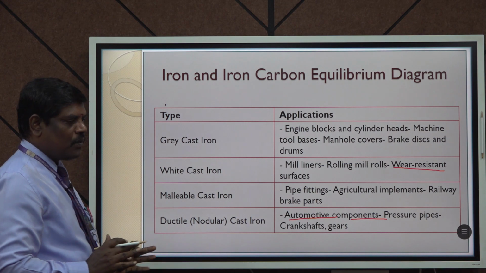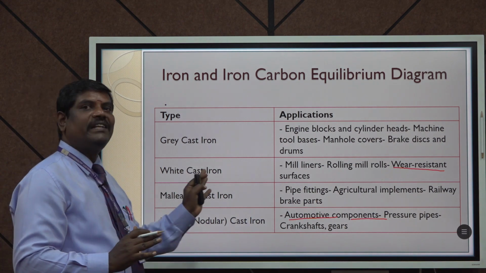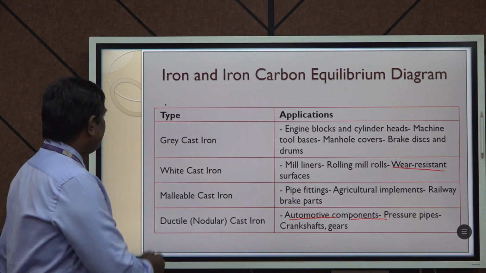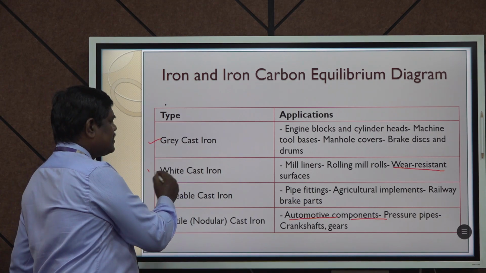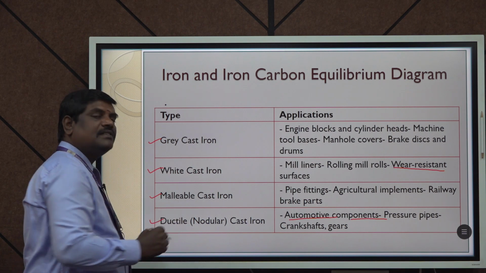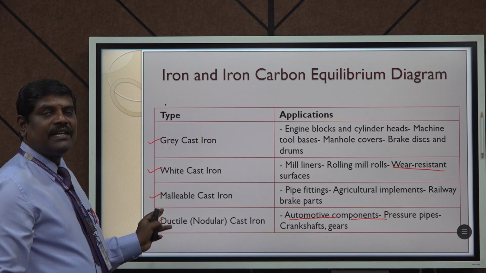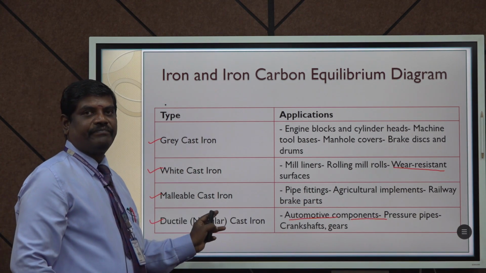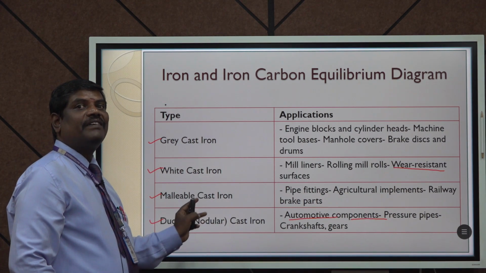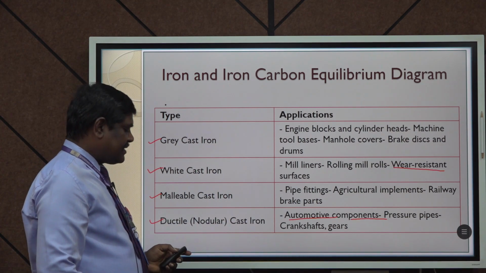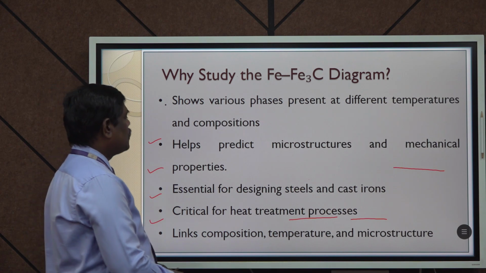Now what is the connection between these two materials and the iron carbon equilibrium diagram? There is a certain classification in steel and a certain classification in cast iron. Depending on the percentage addition of carbon, it forms different properties. Now let me see why the iron and iron carbon diagram is so important.